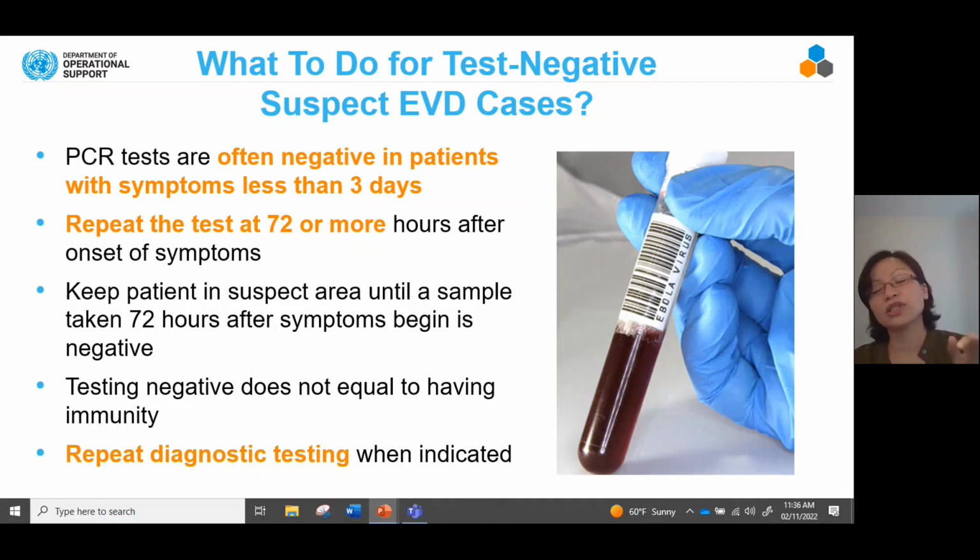Just remember as well that just because a patient tests negative doesn't mean that they have immunity.